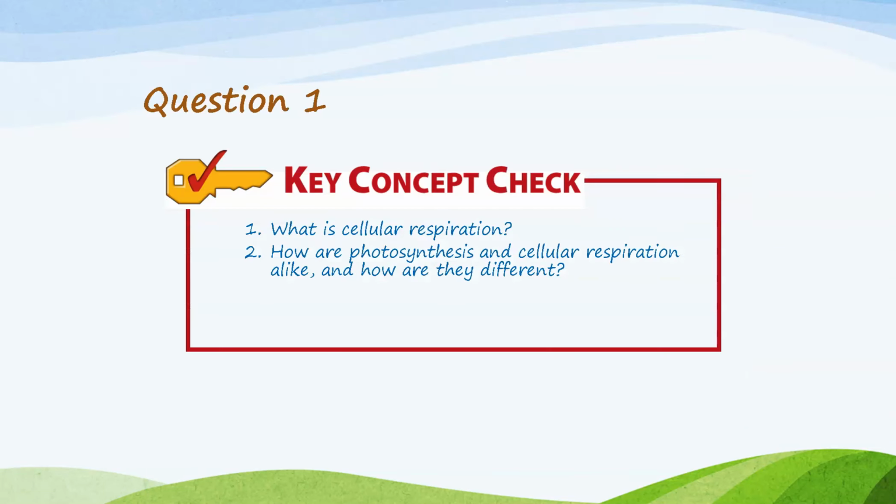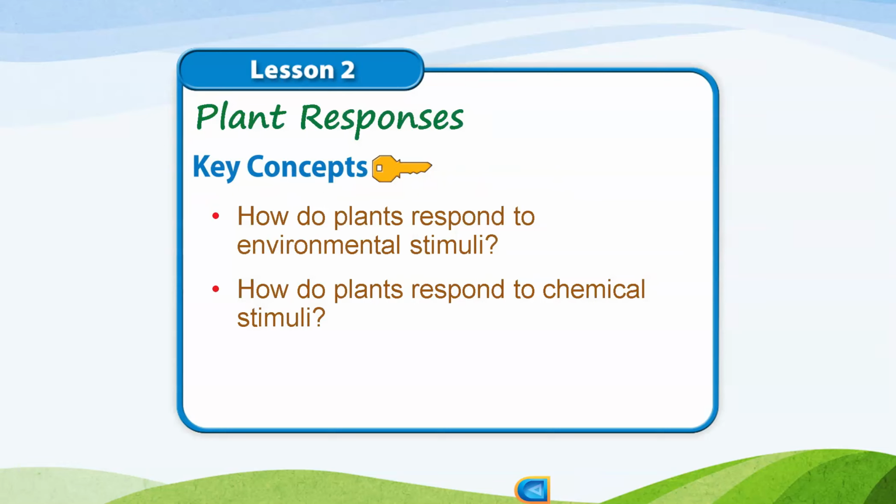So here are questions part one. Number one, explain for me what is cellular respiration. Number two, how are photosynthesis and cellular respiration alike and how are they different? Compare and contrast cellular respiration and photosynthesis. Part two is when we'll talk about plant responses.